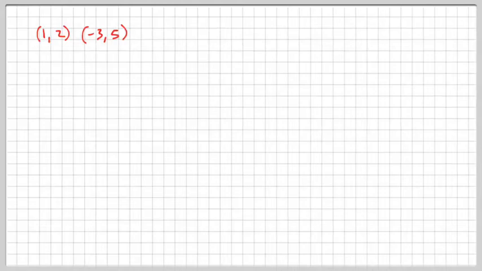Writing linear equations. Okay, so if you're given 2 points, you can write a linear equation. That's all you need. You just need 2 points, and that defines a line. And so how do you do it?